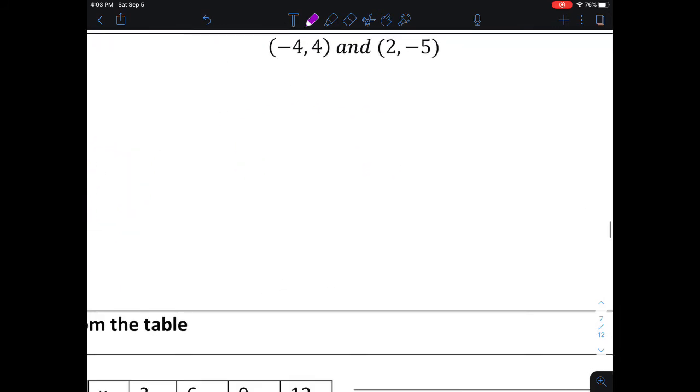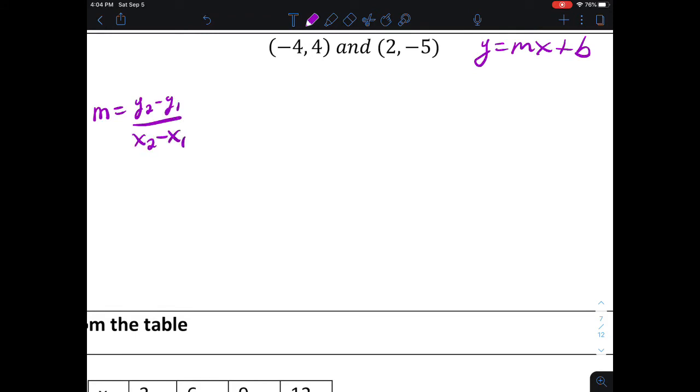Now the next one. Write the equation of the line that passes through the points negative 4 comma 4 and 2 comma negative 5. So our goal is to get it in this form: y equals mx plus b. Now we have to find our slope. So the slope would be y2 minus y1 over x2 minus x1. So I'm going to label my coordinates x1, y1, x2, y2. Put the numbers in where they go.